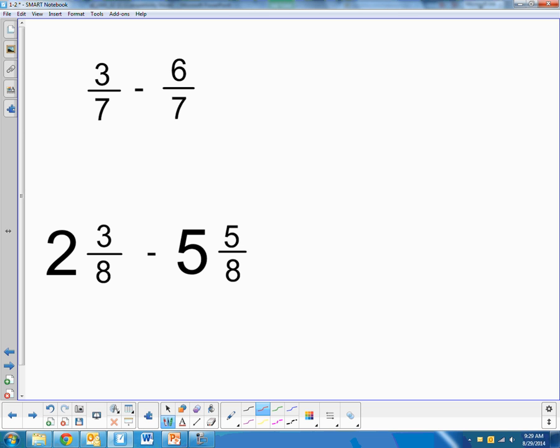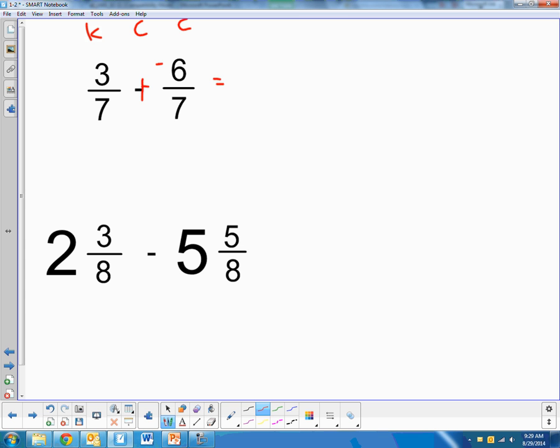And to do that, we're going to do keep, change, change. You maybe heard it as something else, but we're going to go with keep, change, change. We're going to keep the first number the same, change the sign to a plus. We're going to change the sign on the second number. So we're going to keep the first number the same, change it to an addition problem, and change the sign on the next number. We now have 3/7 plus negative 6/7. You should have seen this before in past years.